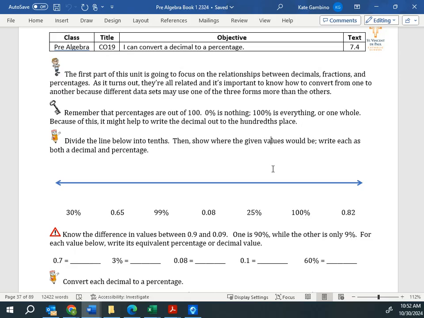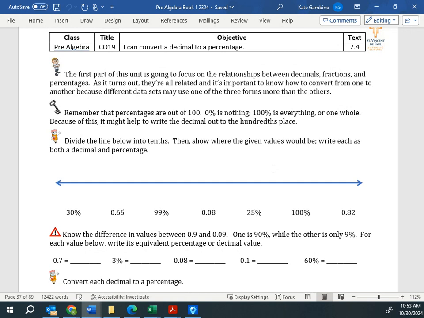There is a relationship. Any guess what our magic number is going to be that we're going to focus on? Amala? 100. Okay. So when we look at percentages, they go out to that 100th place. So our decimals go to the 100th place. When we work with the fractions, we put it over 100. So 100 is our magic number. As it turns out, they are all related, and it's important to know how to convert from one to another because different data sets may use one of the three forms more than the others.